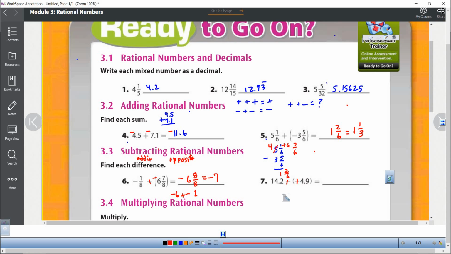All right, and now here we have 14.2 plus 4.9. All right, we're going to add those together. When we're adding or subtracting decimals, we line up the decimal. All right, this time we are going to have to carry. 2 plus 9 is 11. Carry the 1, right? 4 plus 4 is 8, plus 1 is 9, and we get 19.1 for that one, okay? 19.1 is the answer we were looking for there.